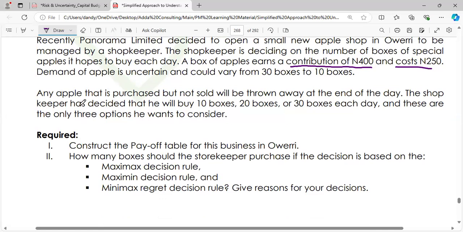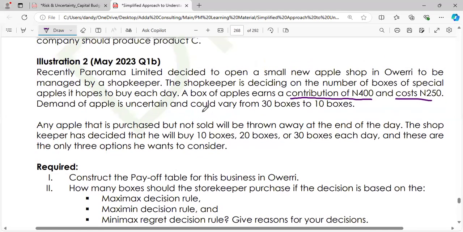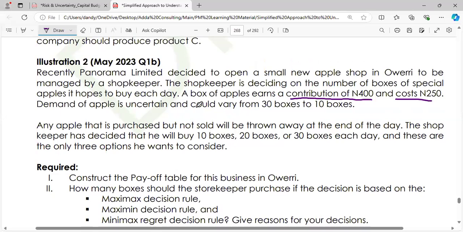That's why you have to understand the concept of the payoff matrix, okay? The concept of the payoff matrix table and how to construct it. In this particular question, you are told that the storekeeper wants to decide whether to buy 10 boxes of apple, 20 boxes of apple, or 30 boxes of apple. So your decision is to buy.